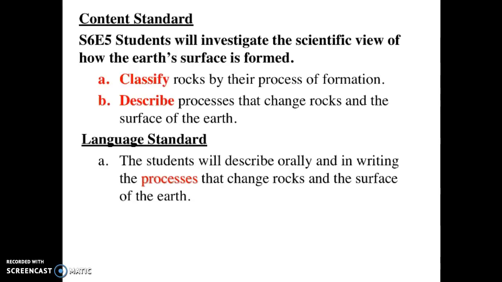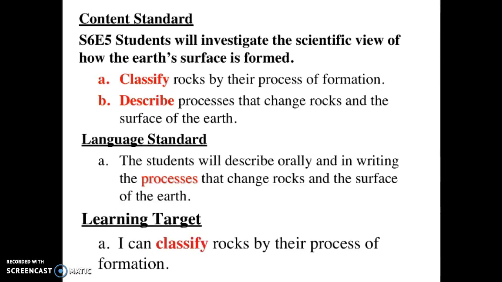We also have a language standard. The students will describe orally, which means you should be able to tell me, and in writing, which means you should be able to write it out, the processes that change rocks and the surface of the earth. So in today's lesson, you'll have an opportunity to describe to me both orally and in writing the processes that change rocks and the surface of the earth.